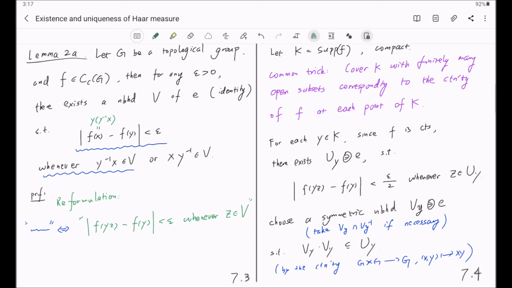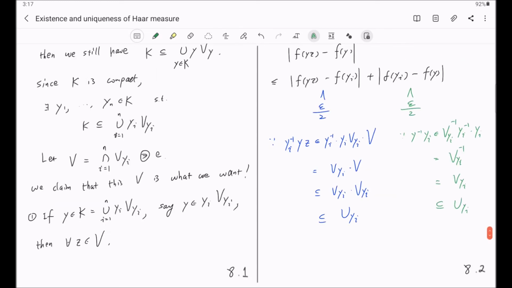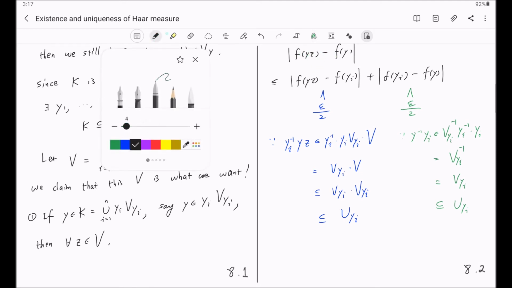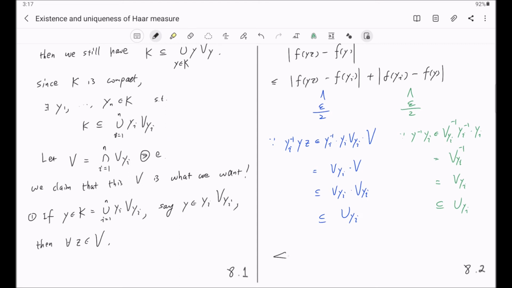There are assumptions in here. And this justifies this, where this guy is also less than half epsilon. In the end, you get this absolute value is less than epsilon. This finishes our first case, when y is in K.